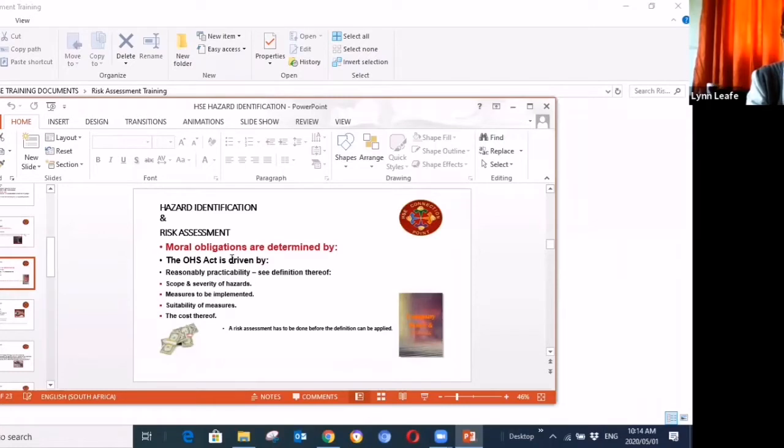Your OSH Act is driven by reasonably practicable, see definition thereof: scope and severity of hazards, measures to be implemented, suitability of measures, the cost thereof. A risk assessment has to be done before the definition can be applied.